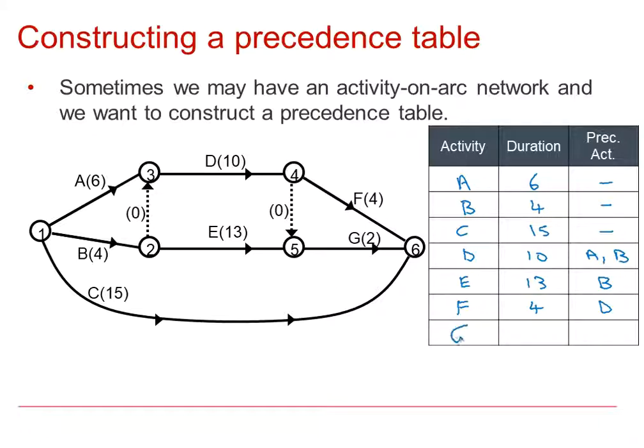G, which lasts for 2 units, G can only start after this event, and this event is the completion of E, and if we check the direction of the dummy, we also need the completion of D. So G cannot begin until activity D is finished because of the dummy and activity E. And that's the precedence table for the given network.